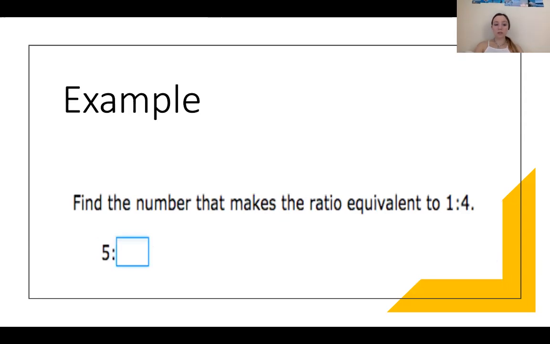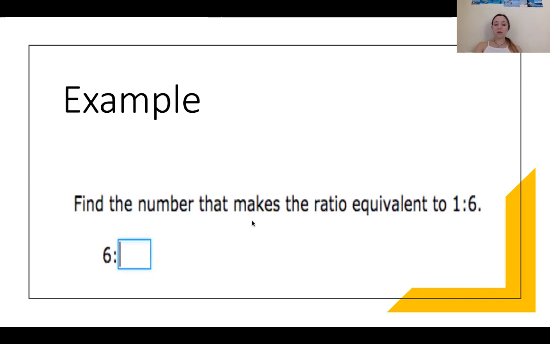Another example is: find the number that makes the ratio equivalent to 1 to 4. So 1 to 4 is basically 25%. So we're trying to figure out a ratio with the number 5 that's going to equal 25% as well. So we have to figure out how to go from 1 to 5. And to do this, we multiplied by 5. So we have to do the same thing to our 4 in the denominator because we have to copy the same function. So 4 times 5 is 20. So 20 would be our answer in this ratio.